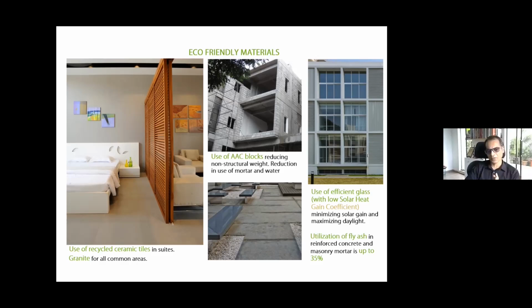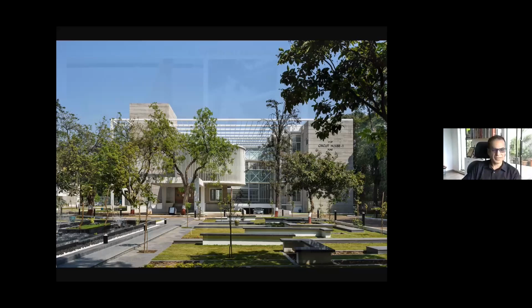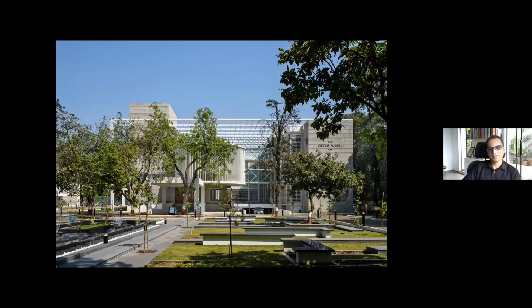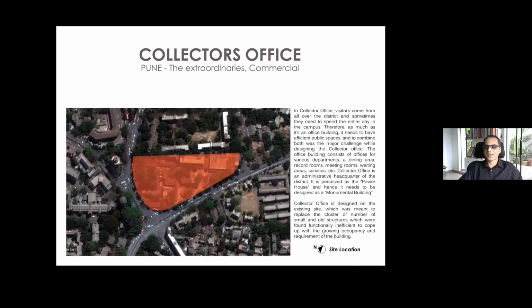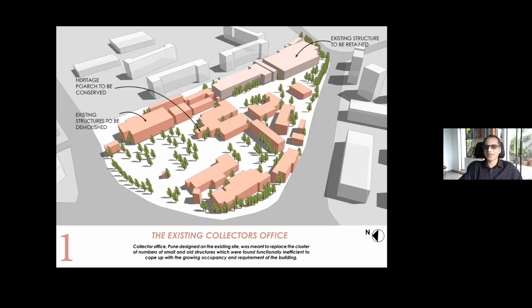Another project I will quickly take you through. This is a collector office in Pune. Again, another public building, which is about 2 lakh square feet, about 200,000 square feet. So the challenge was that on the site, the existing collector office was already functioning in different small buildings, and it was quite inconvenient for them to operate because the departments were segregated because of the nature of these buildings. They were all very old buildings. So they wanted to demolish these and have one single building where they can work under one roof.